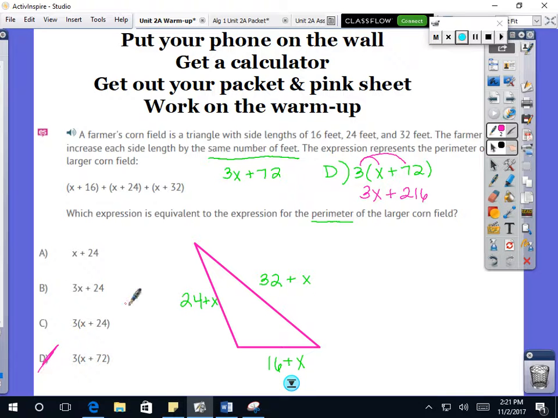But look at C. 3 parenthesis x plus 24. 3 times x is 3x. 3 times 24 is 72. So the equivalent expression is C. Does that now make sense? That is an EOC type problem. So if you can learn how to do problems like that, you will be doing well for the EOC. That's why we're going to do these problems every day. Okay? All right, now let's go to the packet.